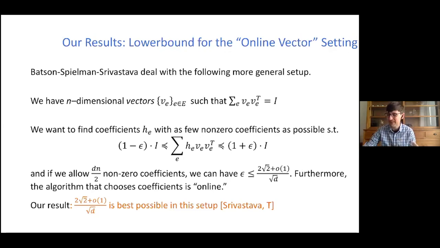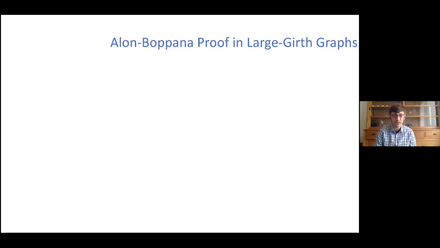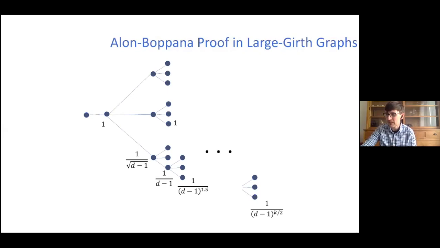Okay, so let me tell you a bit about this 2 over root D lower bound on how well an irregular graph of large girth can approximate a clique. First, let me tell you what the Alon-Boppana theorem looks like in graphs of large girth, where the argument is simpler. So here, what you want to do is to come up with a labeling of vertices by real numbers, such that the Laplacian quadratic form in the clique and in your graph looks significantly different.